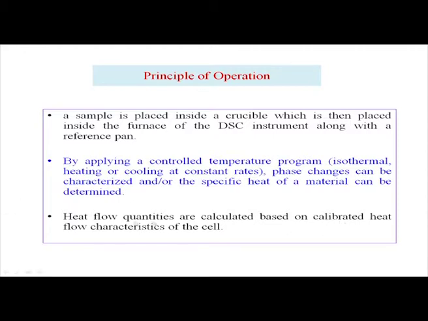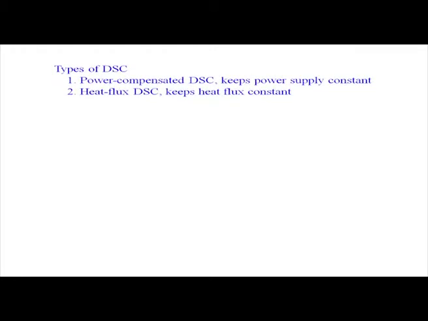So, when we get the heat flow, we can calculate it based on the corresponding calibration we have, for the cell, which is your furnace, and we can monitor how the temperature is going up, and how the sample temperature is going up with that particular furnace temperature. So, we can have different types of DSC, and one such is the power compensated DSC.